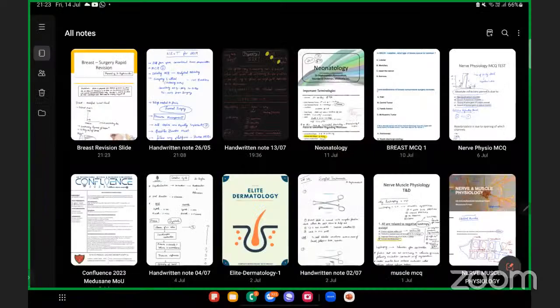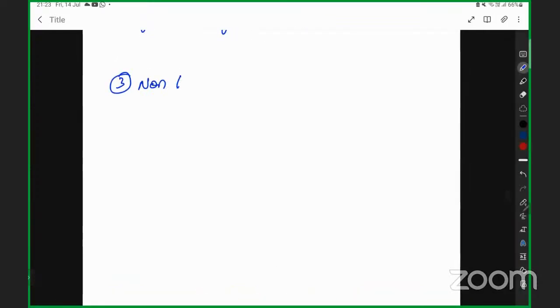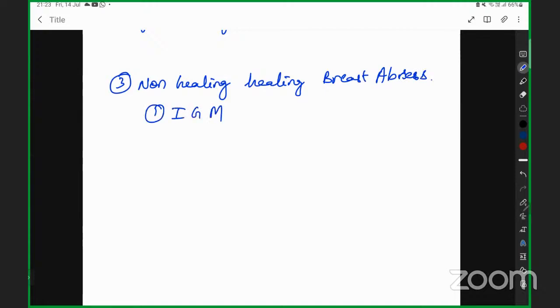Now I have already told you about this very important thing, the differential diagnosis of non-healing breast abscess. What are the three non-healing breast abscesses I told you? Can someone tell me in the chat box? Number one, idiopathic granulomatous mastitis. Number two, tuberculosis. And number three, inflammatory breast cancer. So we have these three conditions.